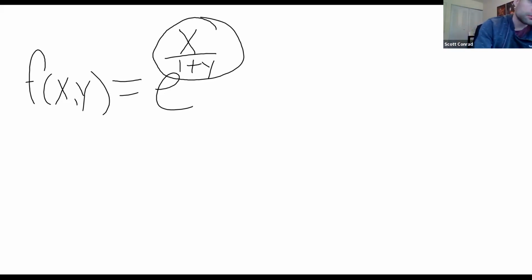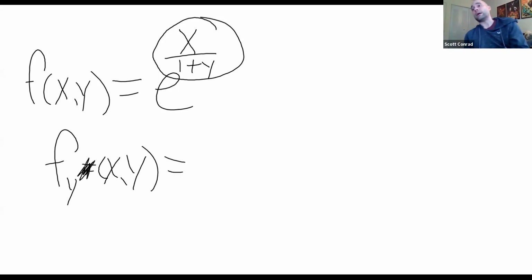So let's just calculate f sub y for some quick practice. And I promise I will figure out how to erase stuff. Okay. So we're taking the partial with respect to y. So we're treating x as a constant, differentiating with respect to y. And so let's do this example. So we have e to the power of something. And so we have to do the chain rule here.